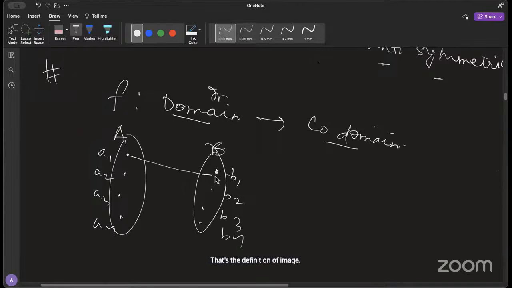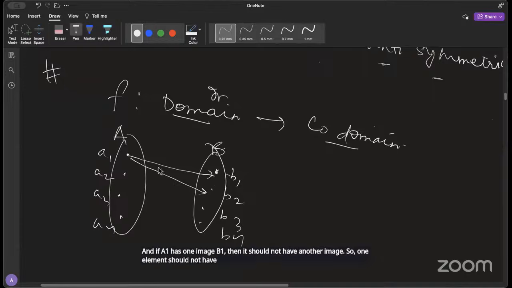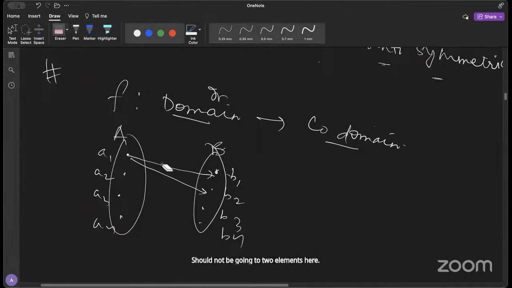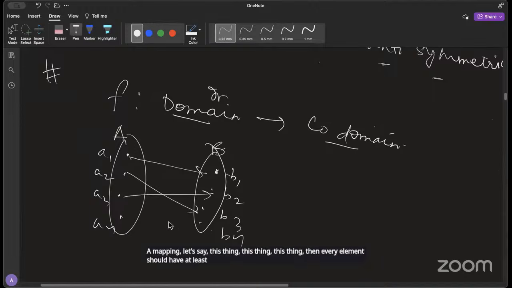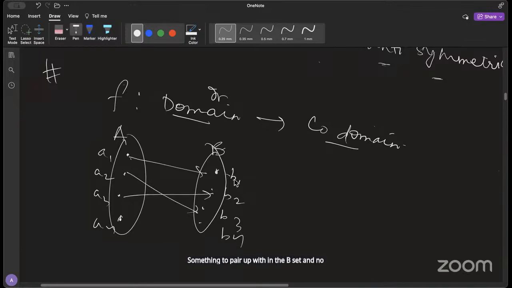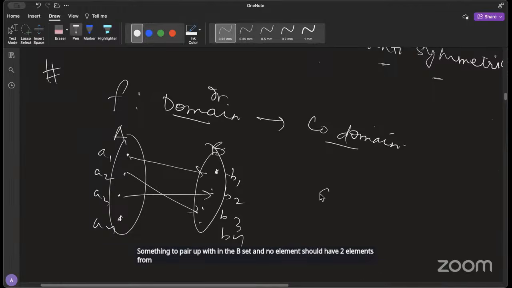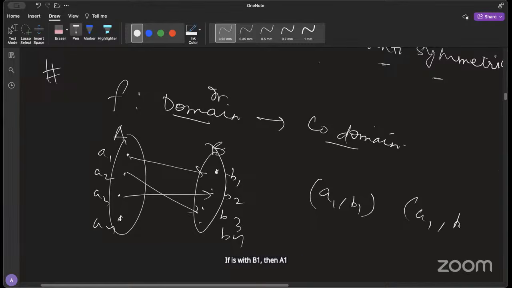If A1 has one image B1, then it should not have another image. So one element should not be going to 2 elements here. That's one thing you have to look out for. The other is that if you have a mapping like this, then every element should have at least one image. Every element should have something to pair up with in the B set, and no element should have 2 elements from B to pair up with. That means if A1 is with B1, then A1 cannot be with B2.